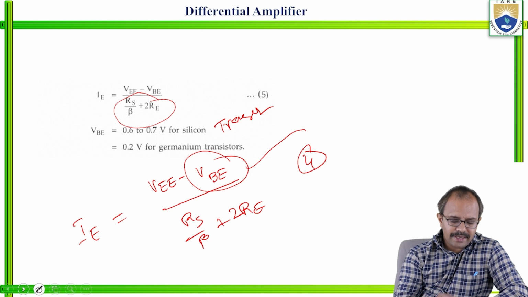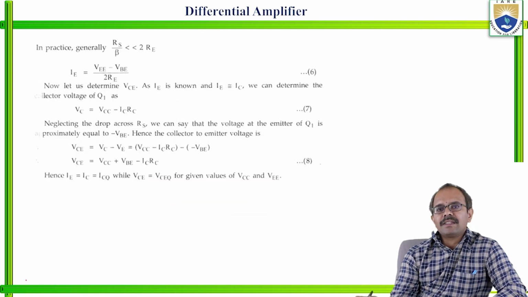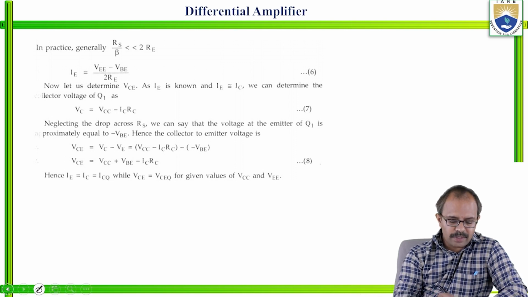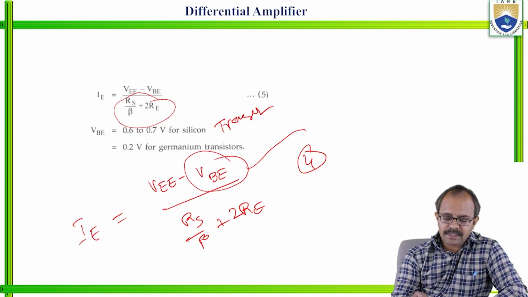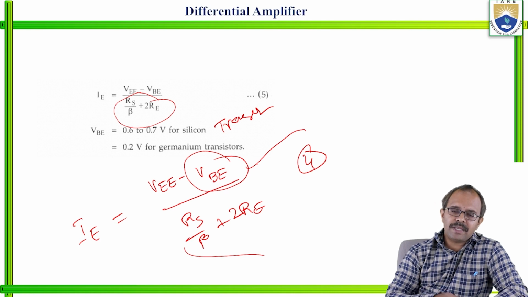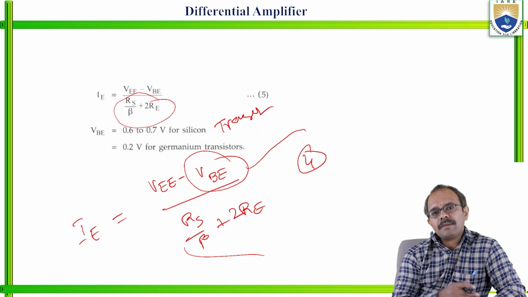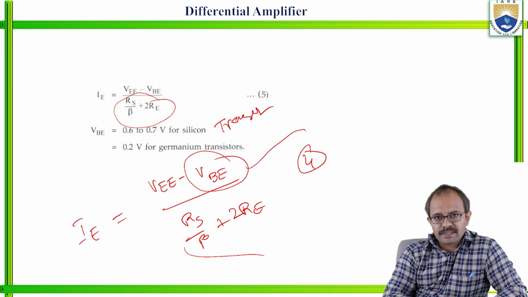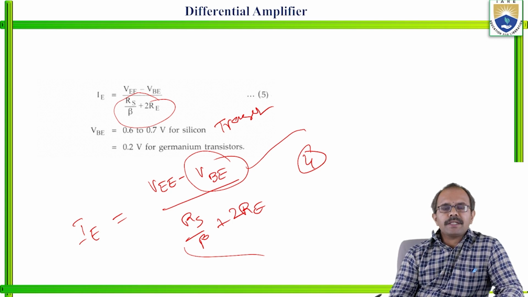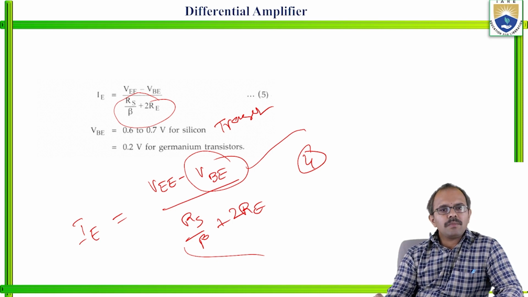So we can rewrite this equation by substituting the value of VBE here. And moreover, look at this equation. There is another term called RS by beta. So we are going to substitute the value of VBE as 0.6 or 0.2 depending on the nature of the transistor. We have one more component, that is RS by beta.